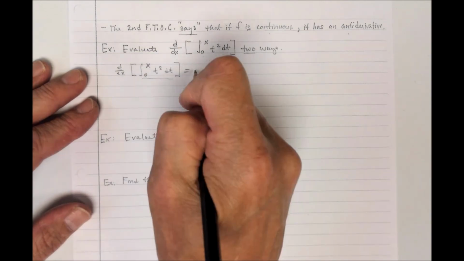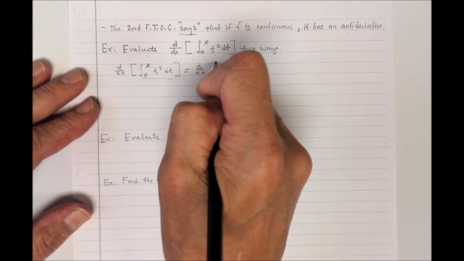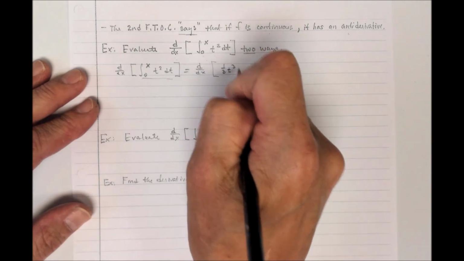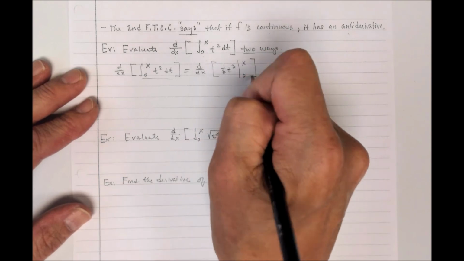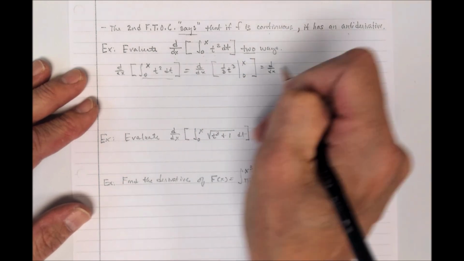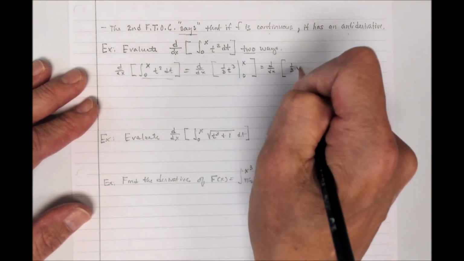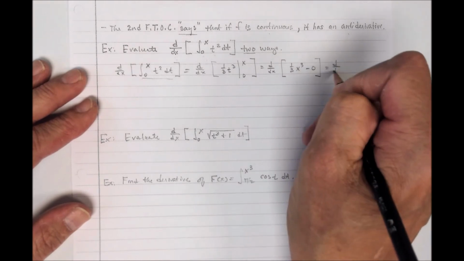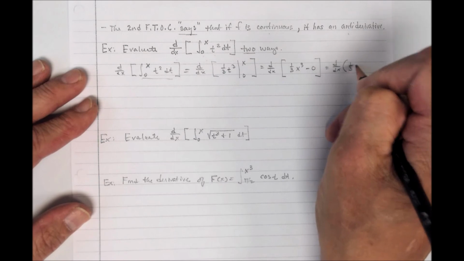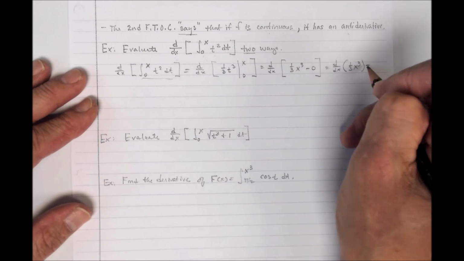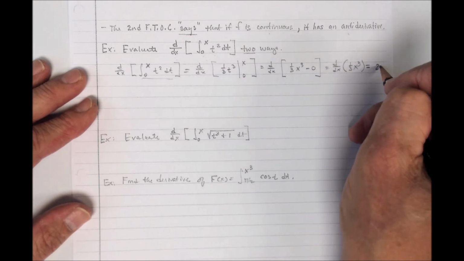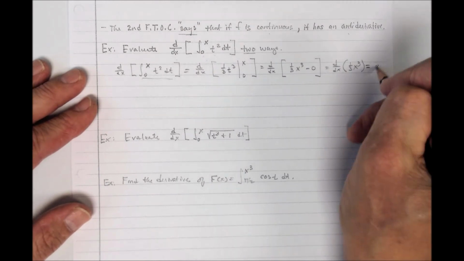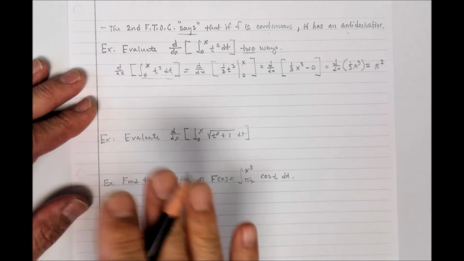So first I'll do this part inside here. This is going to be the derivative with respect to x of 1/3 t to the third power running from 0 to x. So this is the derivative of 1/3 x cubed minus 0, which of course is just 1/3 x cubed. So the derivative of 1/3 x cubed is equal to, not 2, the 3 cancels with the 3. The 2 is the exponent. I'm going to get x squared. Now, that's the first way.